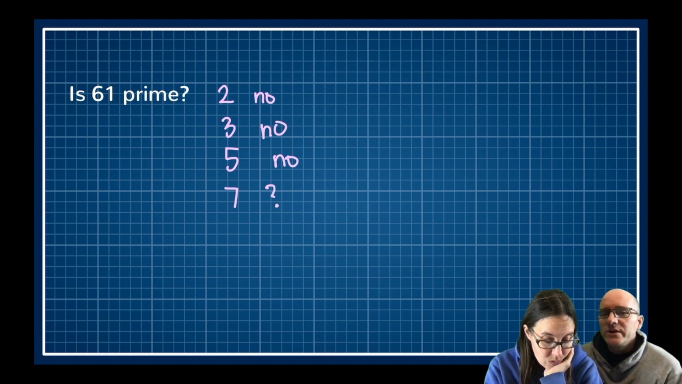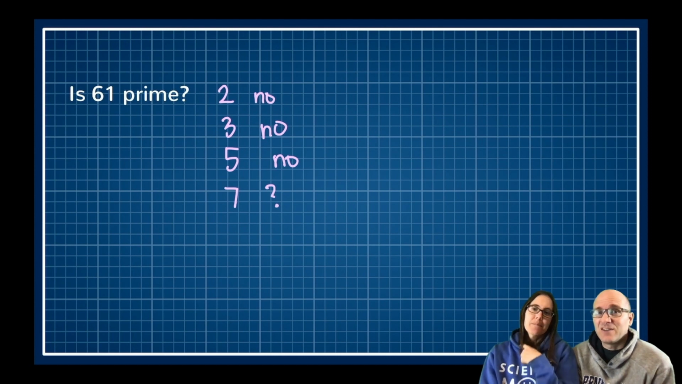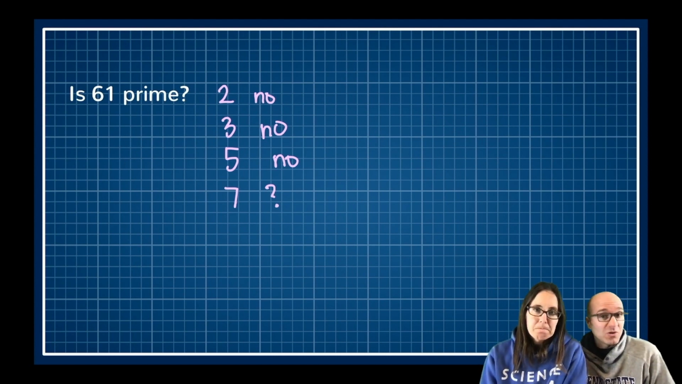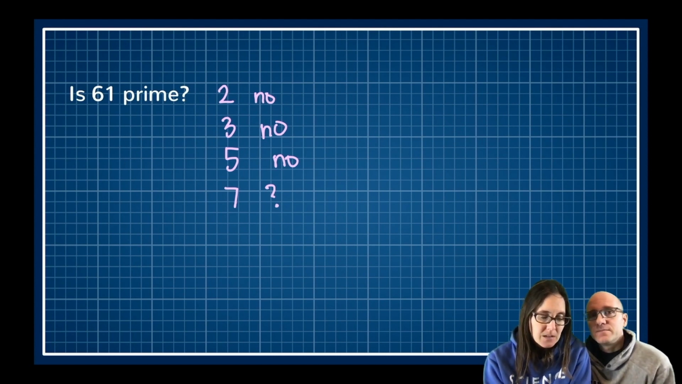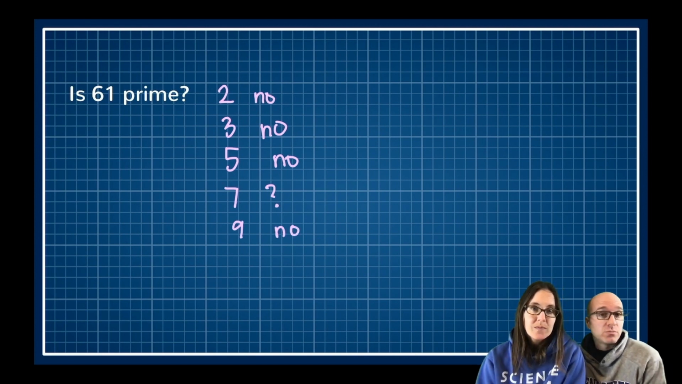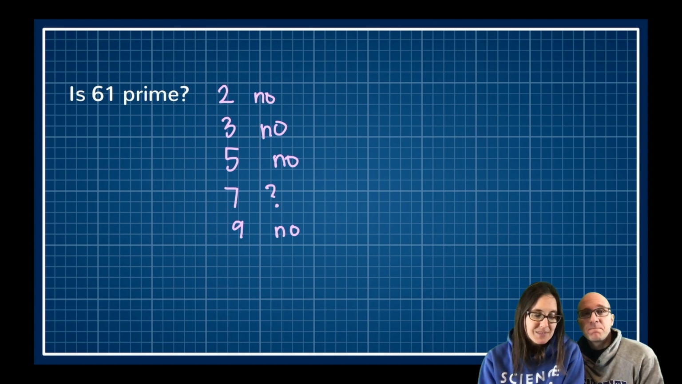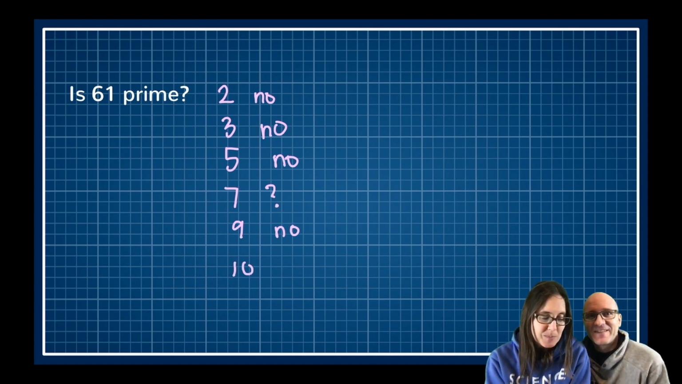I like that you're only checking the prime numbers. Like you skipped over 4, for example. Yeah. Because if it's not a multiple of 2, it couldn't be a multiple of 4. Mm-hmm. All right. Is it a multiple of 9? No. 9's actually not prime, so we didn't need to check it, but okay. I'm just, multiple of 10.